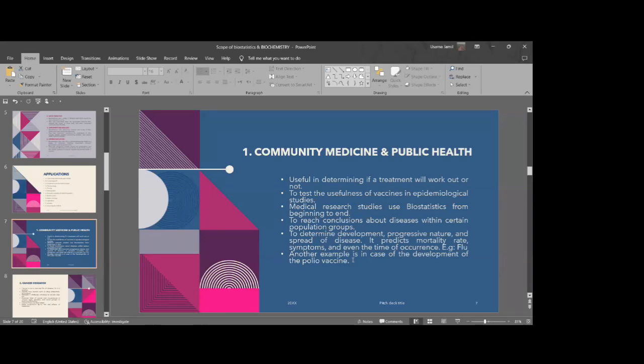Okay, so if I give the example of the recent pandemic, COVID-19, everyone knows how disastrous it was.